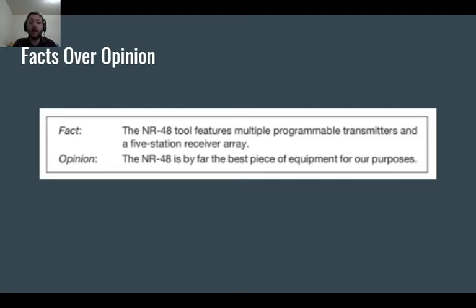Whereas an opinion version of that would be the NR48 is by far the best piece of equipment for our purposes. And the problem you have with opinions is not only is it something that cannot be proven, they're often used as a way to bolster something like a product or a feature or some idea without giving any kind of evidence. So there's no backup here. All it says is that it's the best type of equipment, but it doesn't explain how. So it doesn't really tell you anything. It doesn't give you anything that would help at all, right? Everyone has a different idea of what the best piece of equipment means.